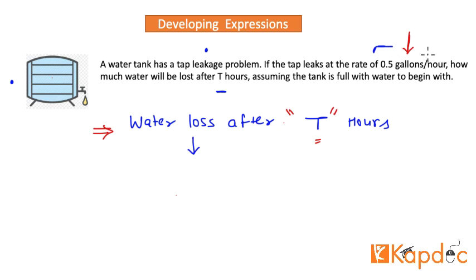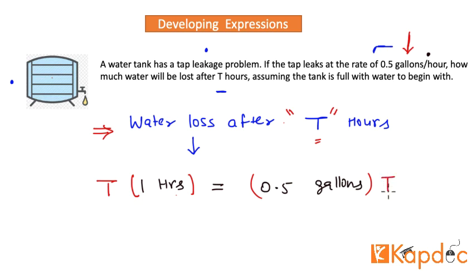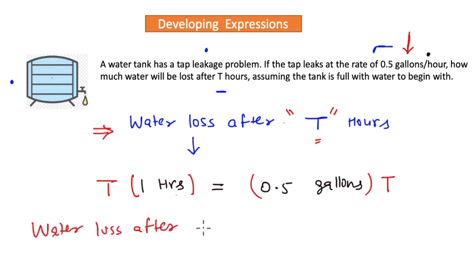So given this leakage rate, which is 0.5 gallons per hour, I would say that if it is 1 hour of observing the water leakage, I will lose 0.5 gallons, right? That's what this leakage rate means. So if I simply multiply both sides of this with the variable T, this will be my total water loss after T hours. Or you can say in other words that water loss after T hours is equal to 0.5 times T, and this is in gallons, and this is the solution of the expression that you're trying to build. As simple as that.